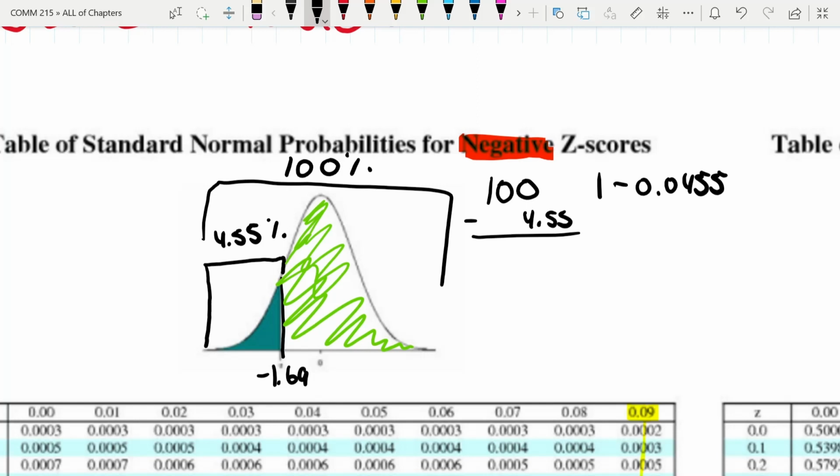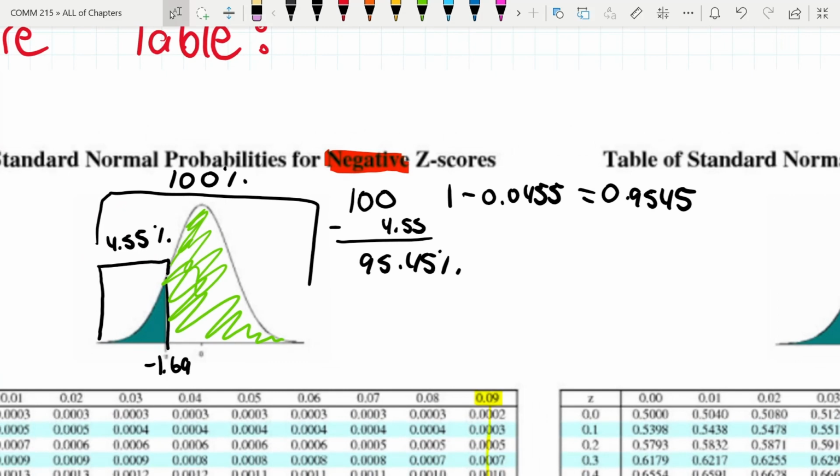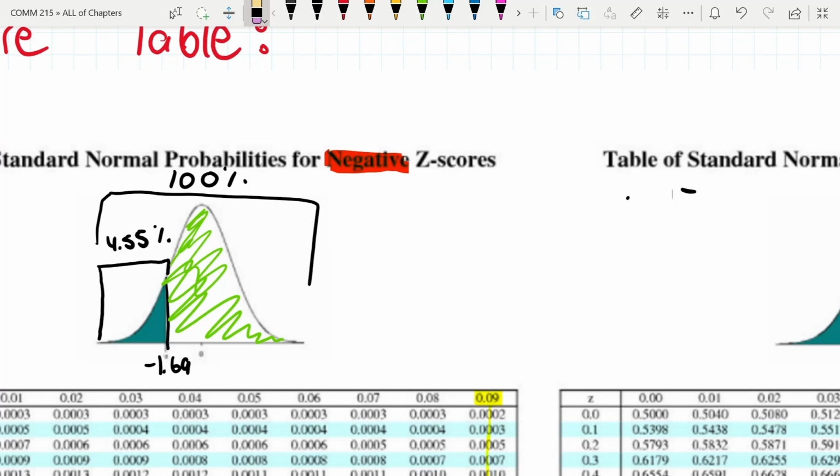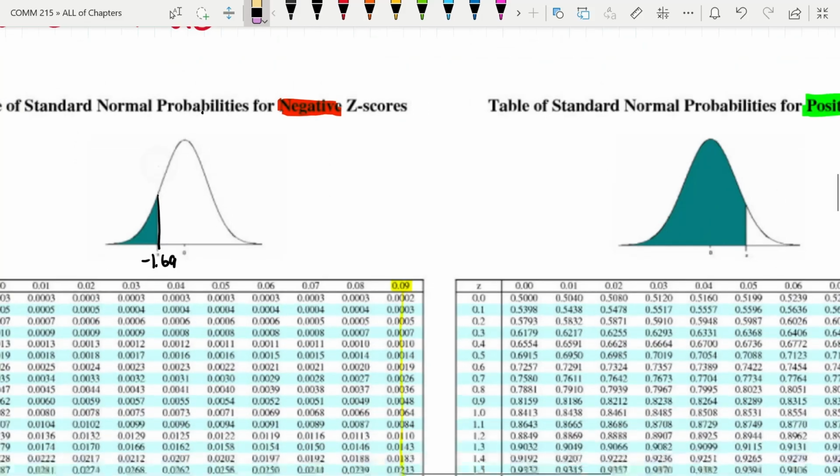So 100 minus 4.55 is 95.45%. Then 1 minus that should be 0.9545, not percent, but in decimals. So that's something good to know if you ever want to find the right side of a z-score value, the area to the right of it, I should say.